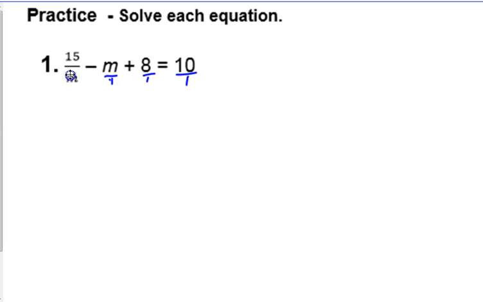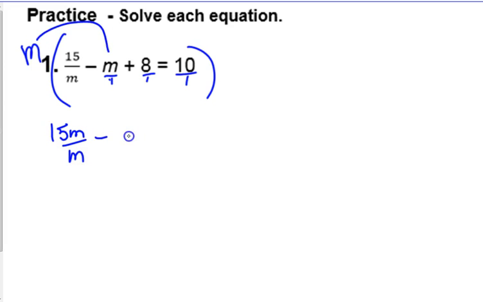Well, the only denominator is m, so we just got to multiply all the way through by an m, every single term. I'm not going to take time to write it out this time. I'll do this. This one, we'd get this. M times m would be an m squared. M times this would be a plus 8m. And m times 10 would be a 10m. You certainly could have subtracted the 8 over to this side first. You get the same answer.